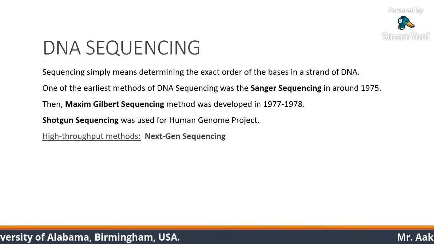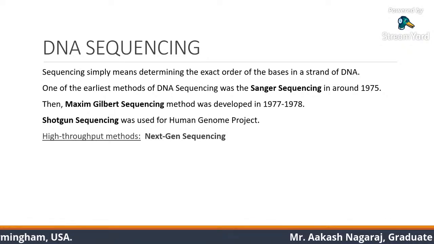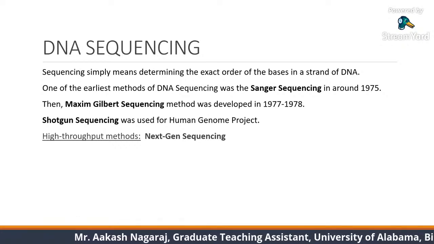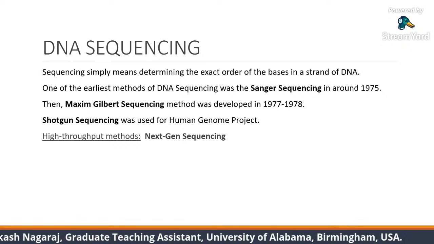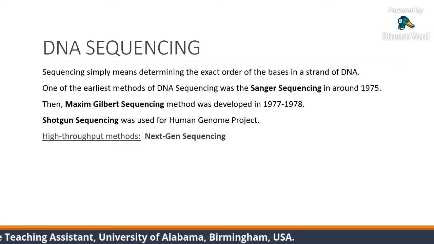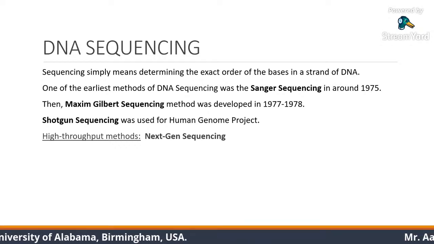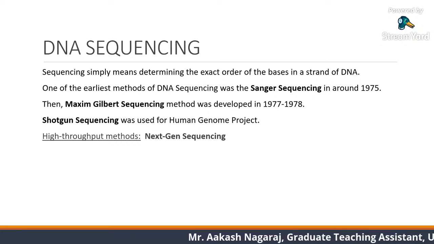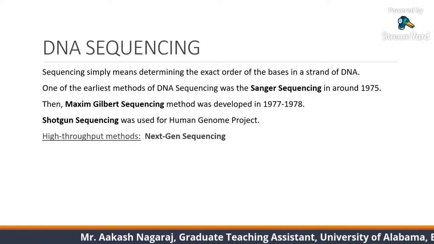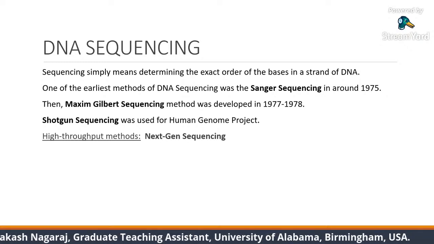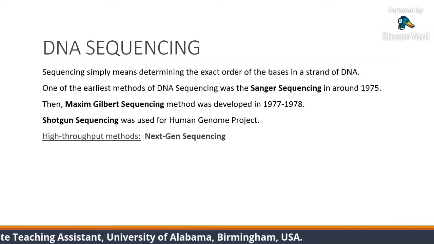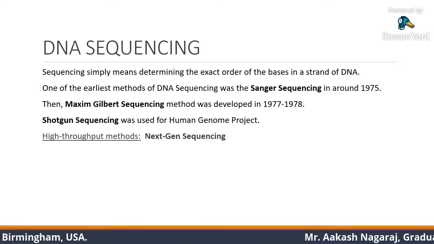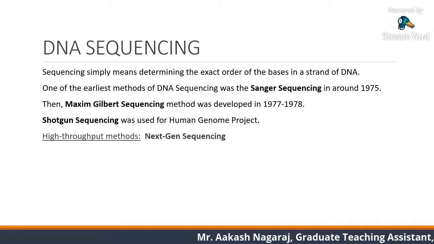The technique used for the Human Genome Project was the shotgun sequencing method. And then in recent years, in the past decade, high throughput methods have been developed, known as next generation sequencing. These methods have dramatically reduced the time to sequence the genome and also the cost.